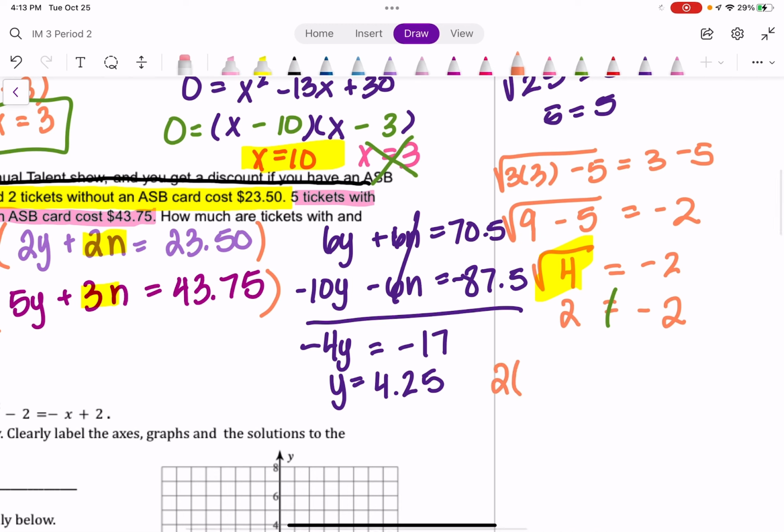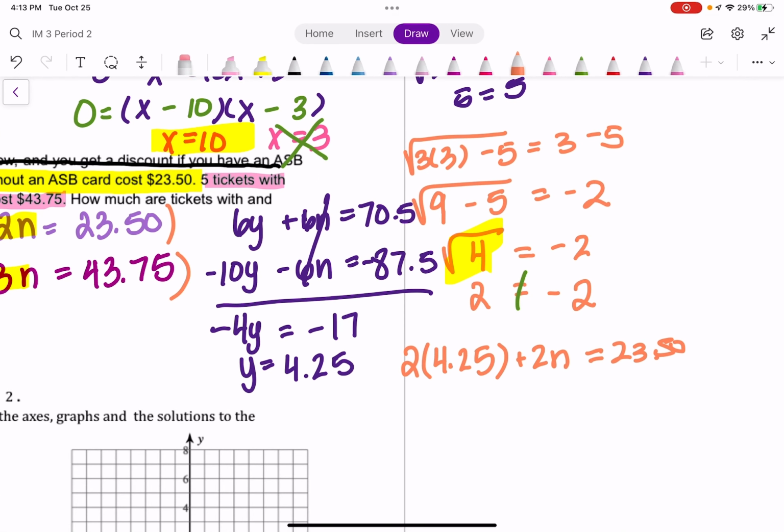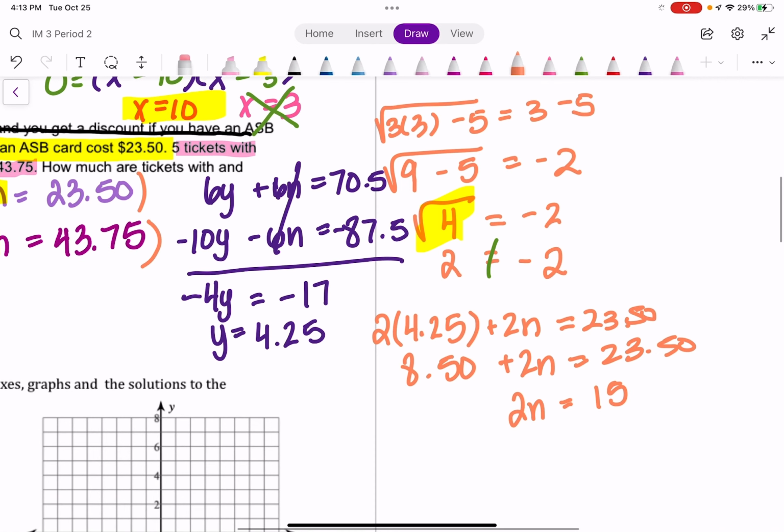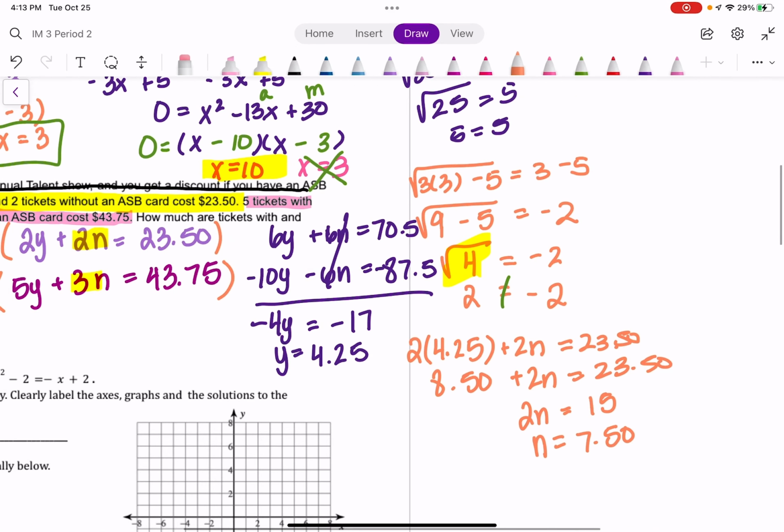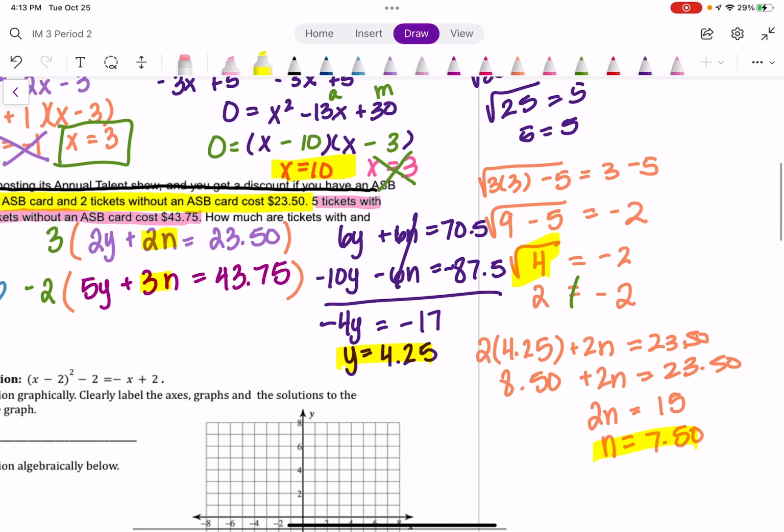So we have 2 times y. I'm going to do that first equation just because our numbers are a little bit lower. So 2 times 4.25 plus 2n equals 23.50. Okay, so 2 times 4.25 is 8.50 plus 2n equals 23.50. Subtract over that 8.50, so 23.50 minus 8.50, 15. Okay, so our n is equal to 7.50. Okay, so if you have an ASB card, it's going to cost you $4.25, and if you don't, it's going to cost you $7.50.